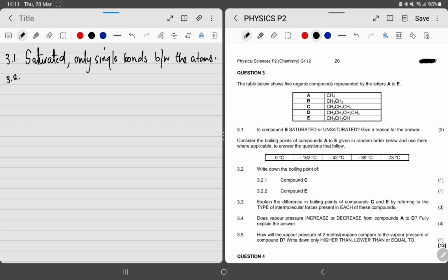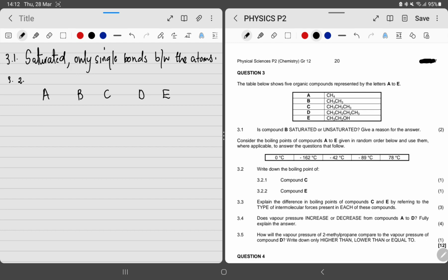3.2. Consider the boiling points of compounds A to E given in random order below and use them where applicable to answer the questions that follow. 3.2.1. Write down the boiling point of compound C. Okay, let's just arrange these first. We have CH4, so we have A, B, C, D, and E.